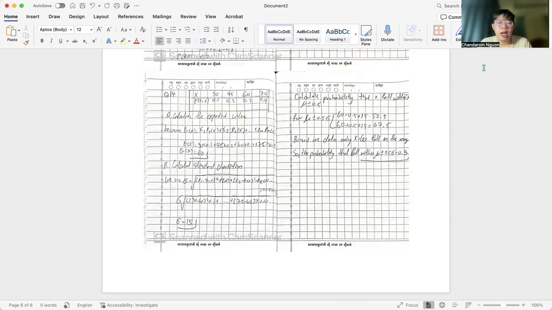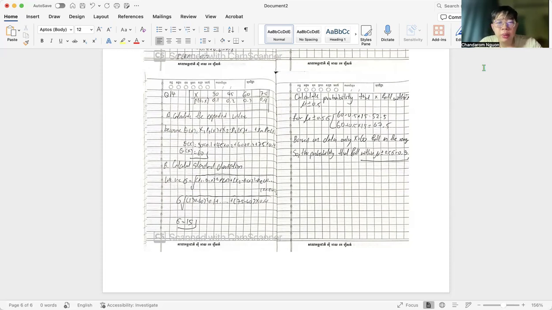So the last question is question 14. This problem involves calculating the expected value and the standard deviation of X based on the given probability distribution. The values of X are 30, 45, 60, and 75, with their corresponding probabilities being 0.10, 0.20, 0.30, and 0.40.